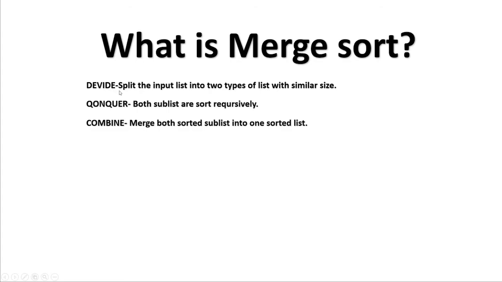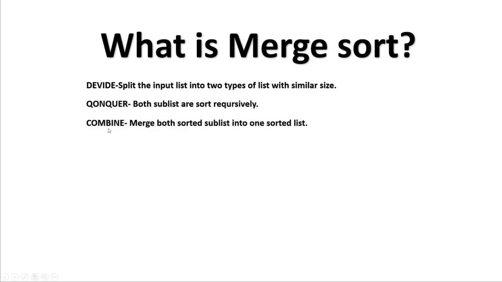Divide means that the list is divided into two halves, first and second, with similar size. Then the conquer part is where both sublists are sorted recursively. Recursively means calling the algorithm within the algorithm.